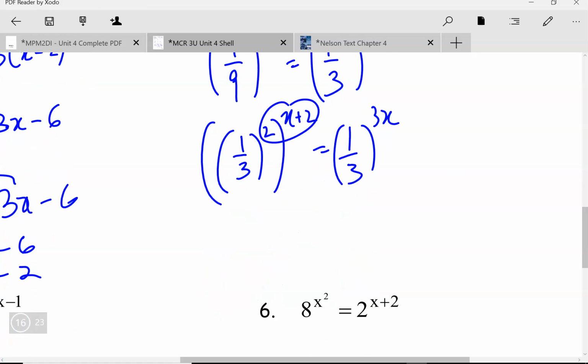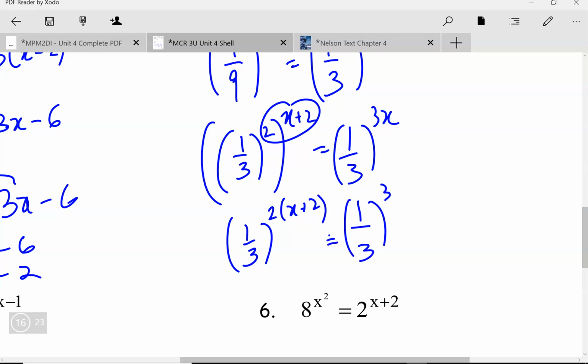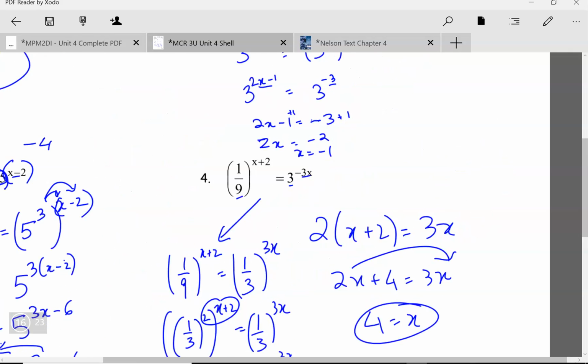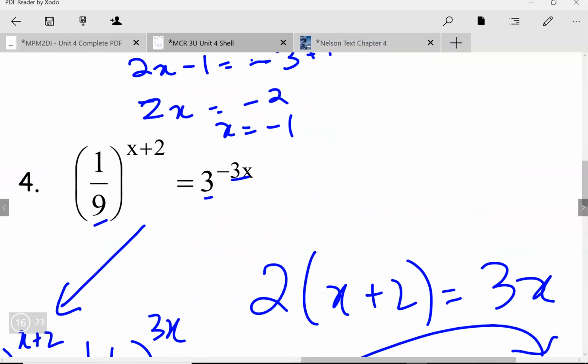Combining the exponents here, using distributive property, 2 bracket x plus 2 equals 1 over 3 to the power of 3x. My base is the same, so my exponents will be the same. So 2 bracket x plus 2 equals 3x. 2x plus 4 equals 3x. Move the 2x to that side. Negative 2x, 4 equals x. X equals 4.